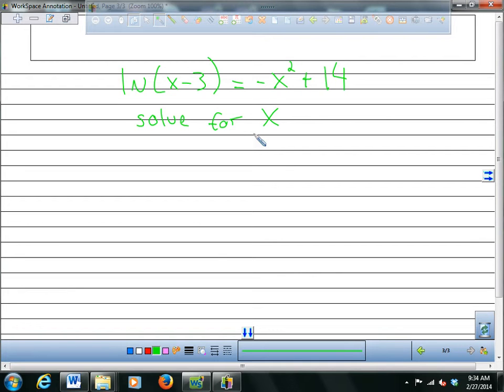What might you try? What's down here? There's an e, so you might try going e to the this equals this. But that's not going to help you, because you're going to have an x squared in the exponent, and then you're going to have an x down here. So when you see something like this, really the only way to solve it is with a graphing calculator. So what you're going to do is graph y equals natural log of x minus 3, and y equals negative x squared plus 14, and see where they cross.